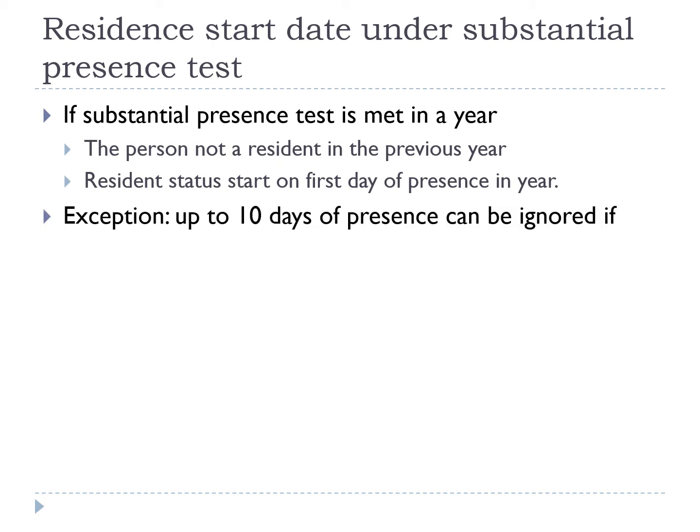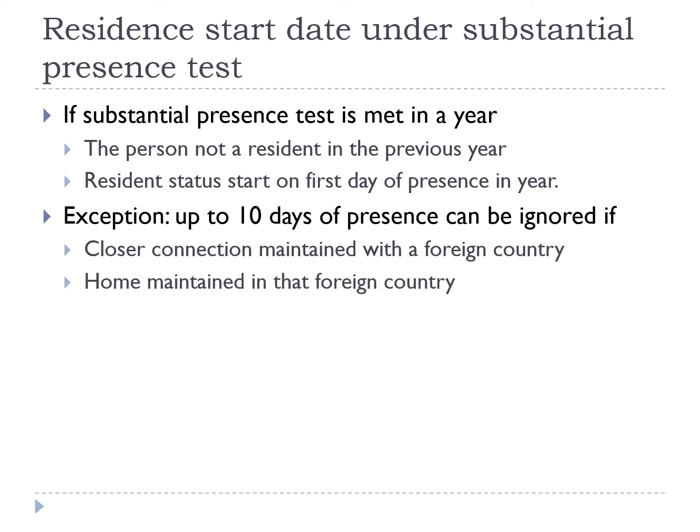Solely for purposes of determining the start date of resident status under the substantial presence test, an individual can ignore up to 10 days of actual presence within the calendar year if he or she had a closer connection to a foreign country than to the United States, and the person maintained a tax home in that foreign country. See Form 8840 for required disclosures relating to a closer connection.